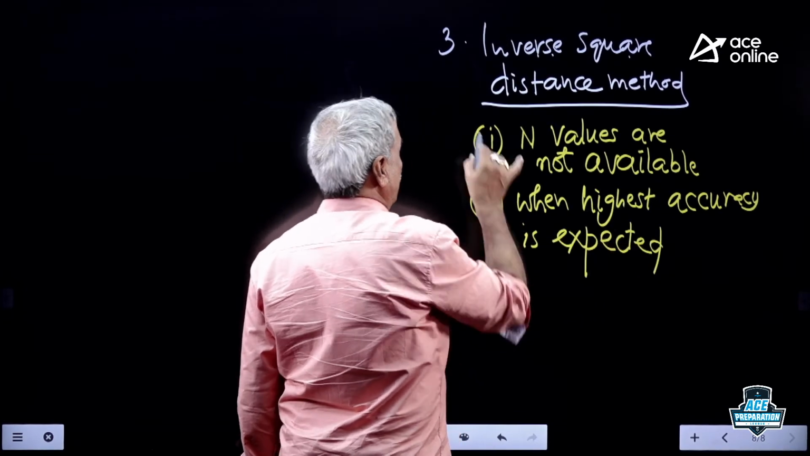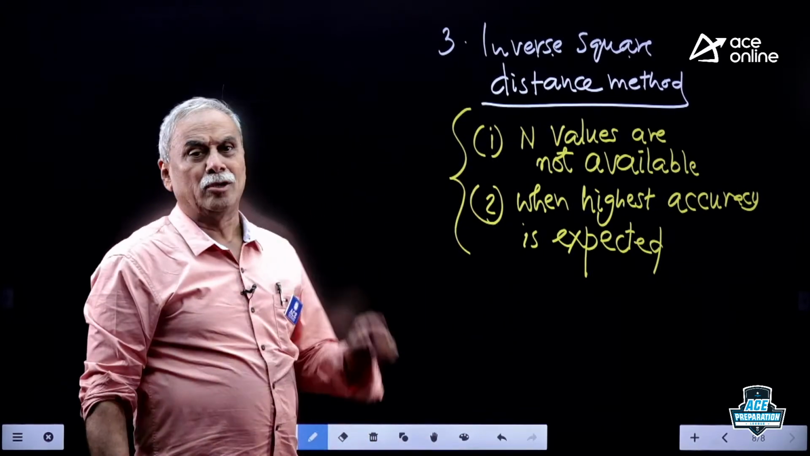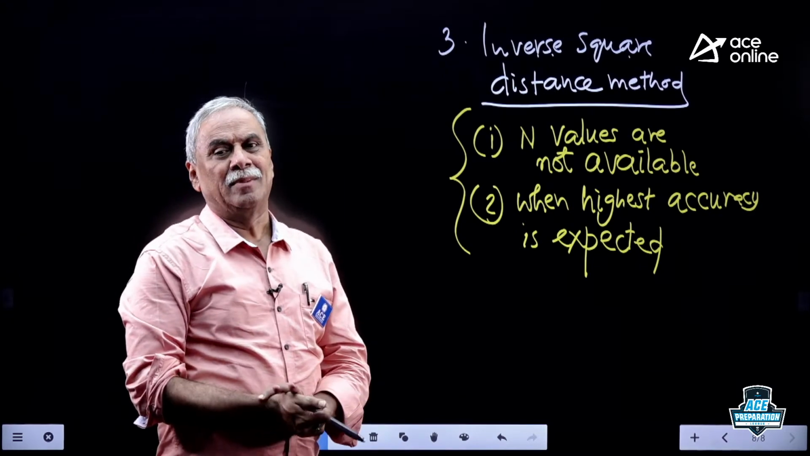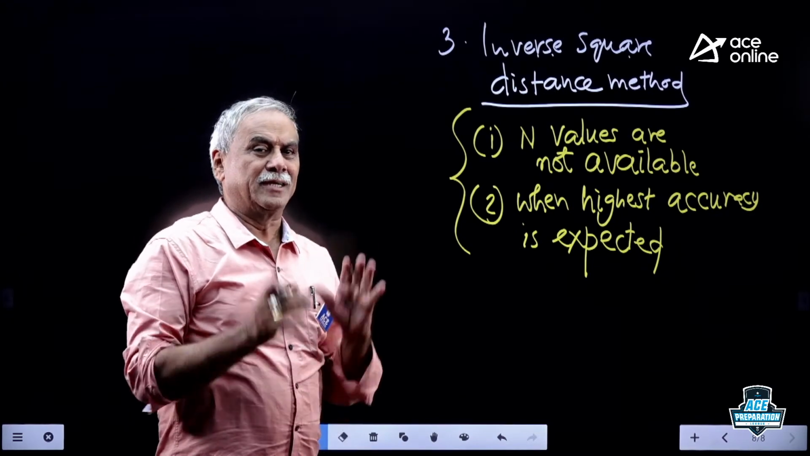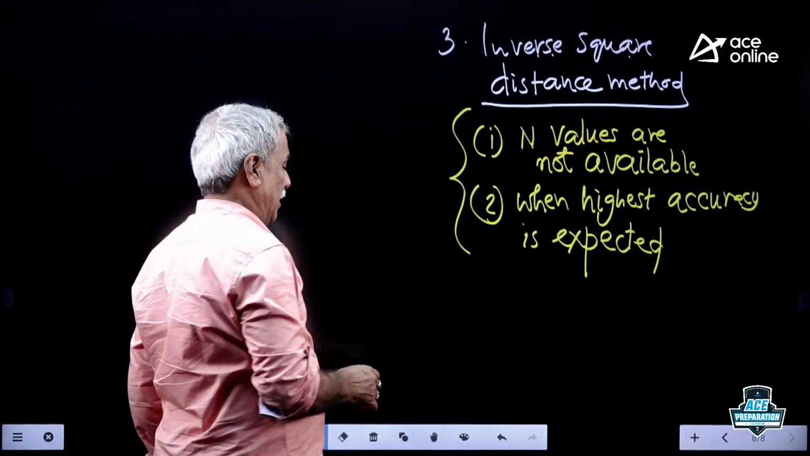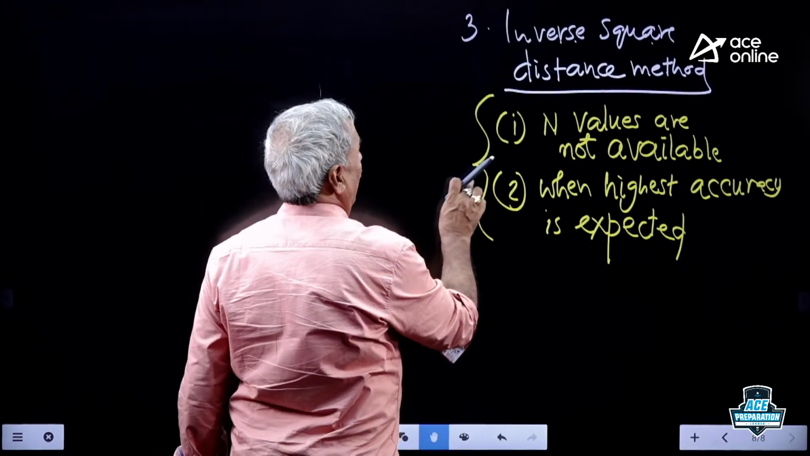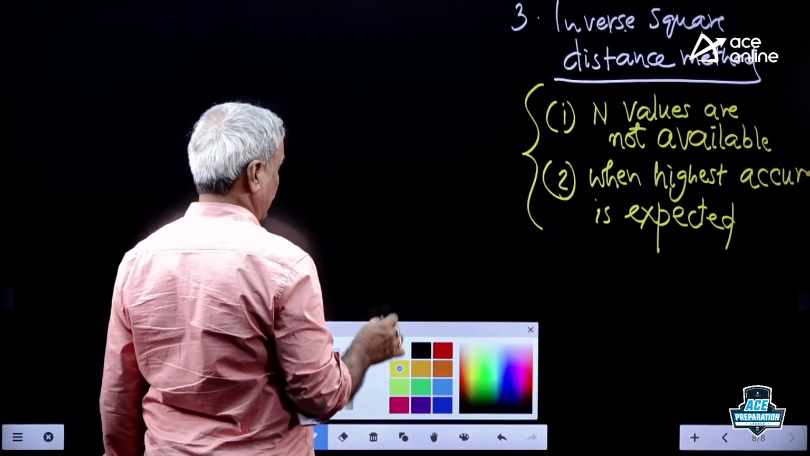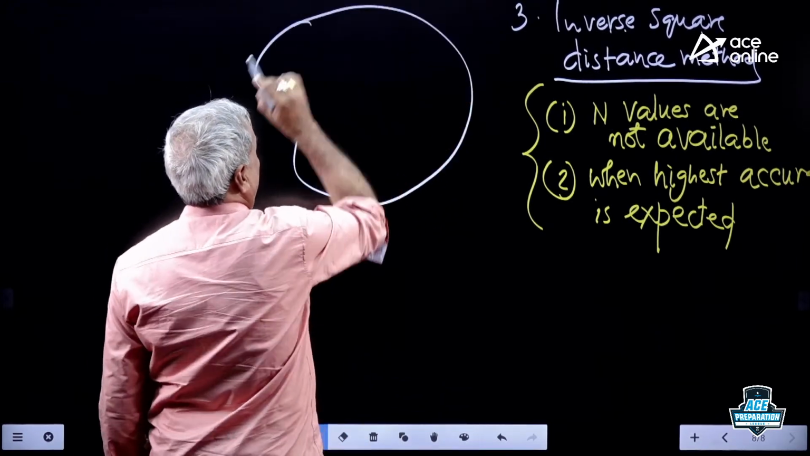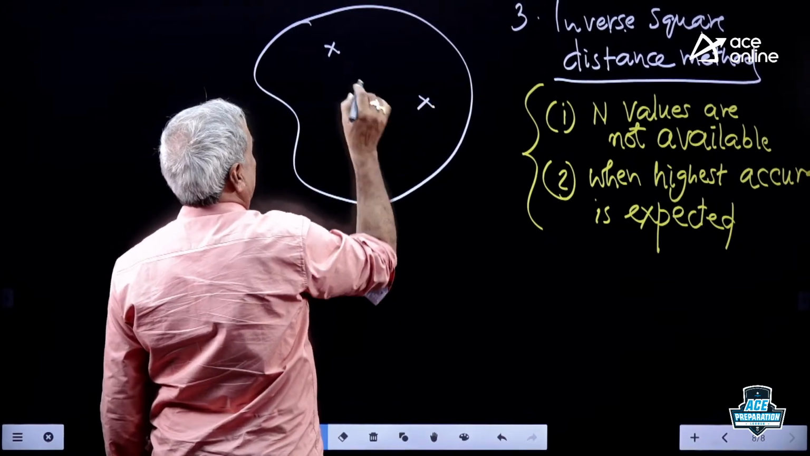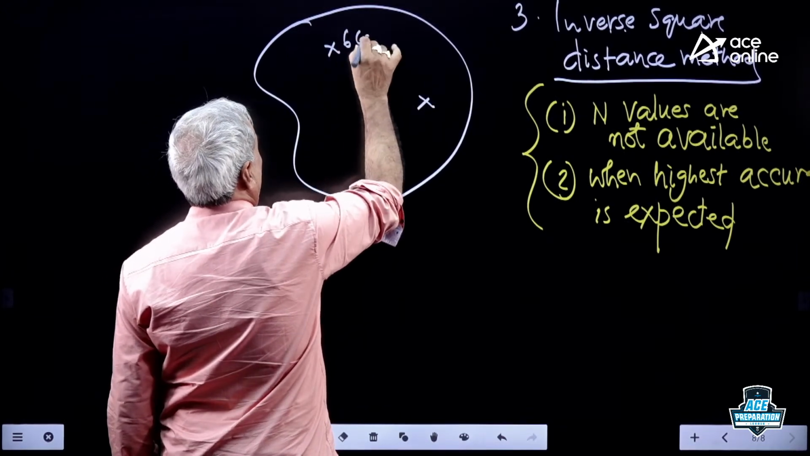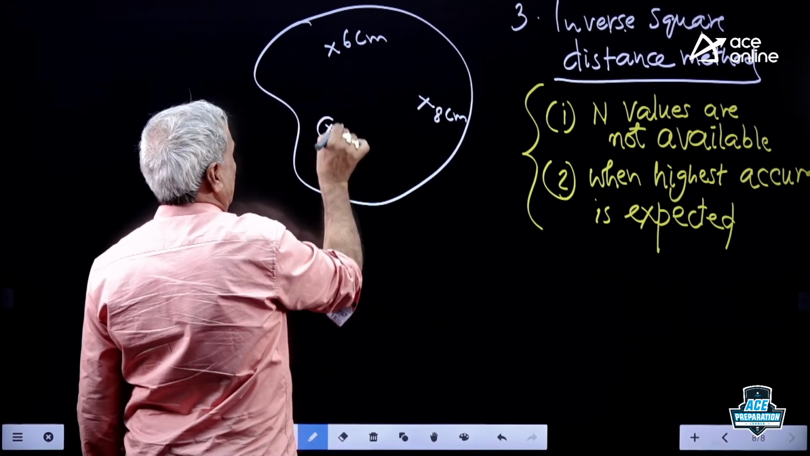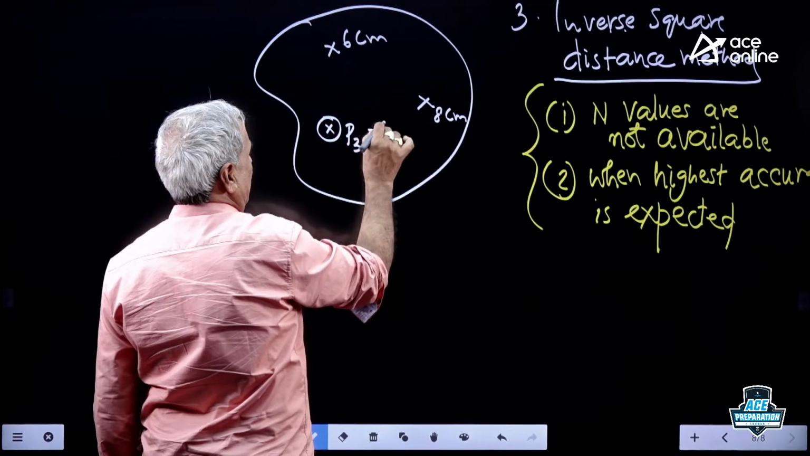In any one of these situations, we have to go for adaptation of the inverse square distance method for the purpose of interpretation of the missing rainfall data. What is the principle involved? Please see, in this method, there is a catchment area. Say here 2 rain gauge stations are there. Here rainfall is 6 centimeter. Here rainfall is 8 centimeter. 3rd station is having the missing rainfall data.